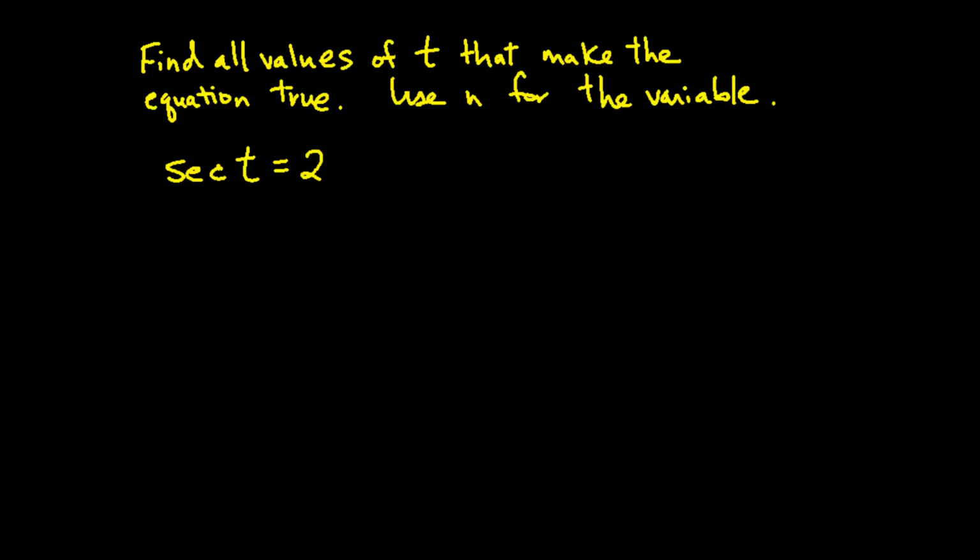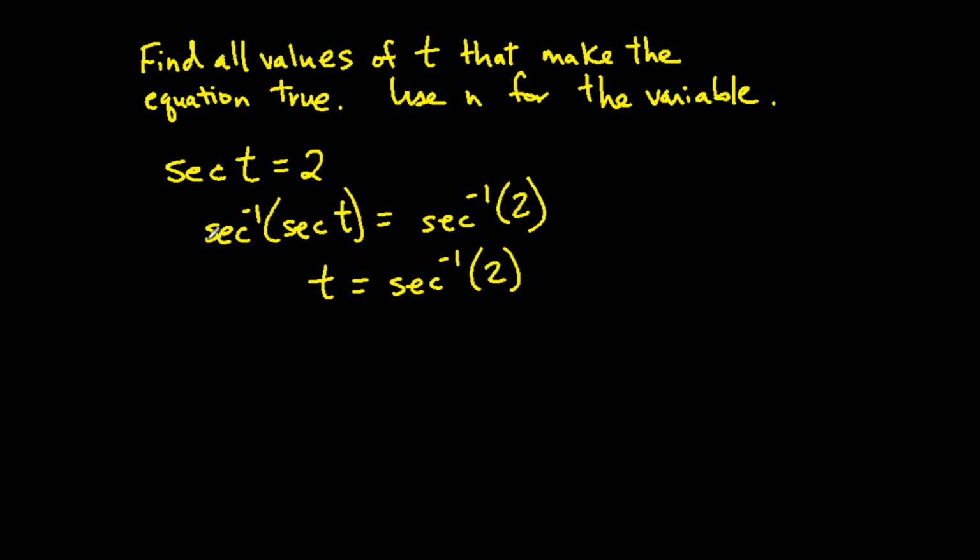We next have to find all the values of t that make the equation true, and to use n for the variable on our multiple answers. So secant of t is 2. In order to figure out what t is, we can do arc secant of both sides of the equation. That will cancel out the secant and give us t on the left side. So what does this mean? We can read it as the angle whose secant is 2.